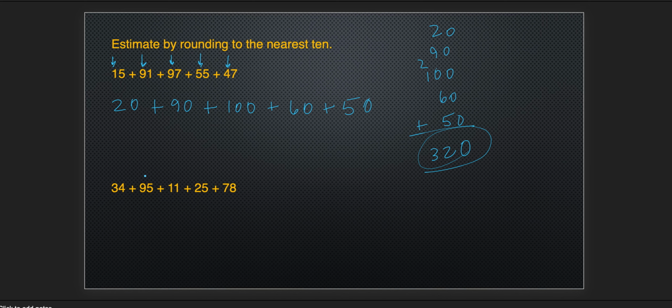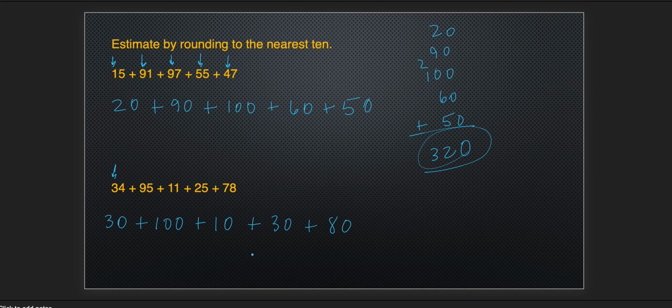Now you can pause the video and try this problem and see if you get the same answer that I do. So basically we're estimating by rounding to the nearest 10, and that's this digit here, remember? So this will stay as 30. The next number will be 100. Since that's a 5, that tells the 9 to go up. 11 will stay as a 10. 25 will become a 30. 78 will become an 80.